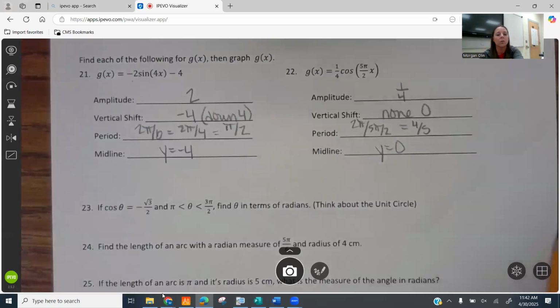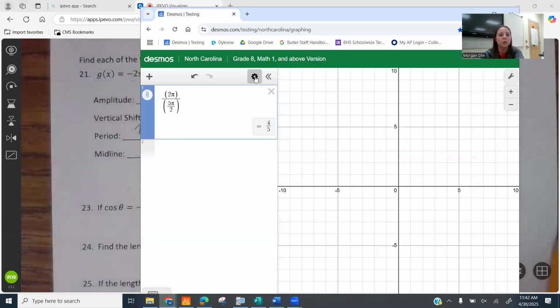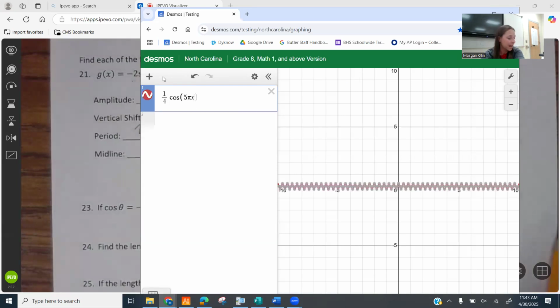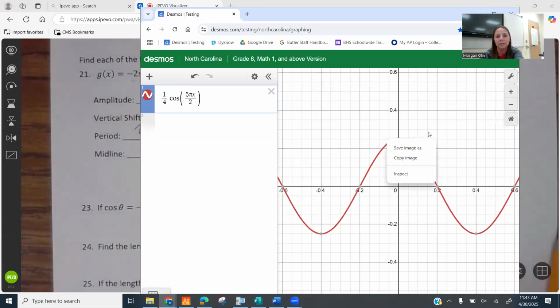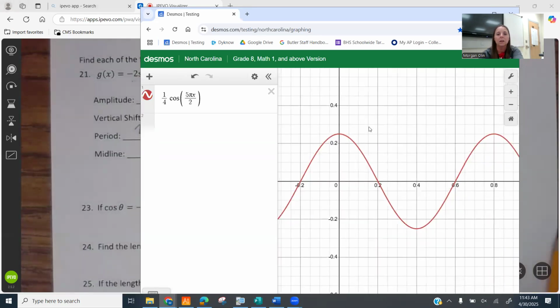Or we can go graph it. Okay, so when I go graph it, 1/4 cosine of 5 pi x divided by 2. Now when I zoom in, let's look at this right quick. My midline, is it at y equals 0? And it is. That runs through the middle.